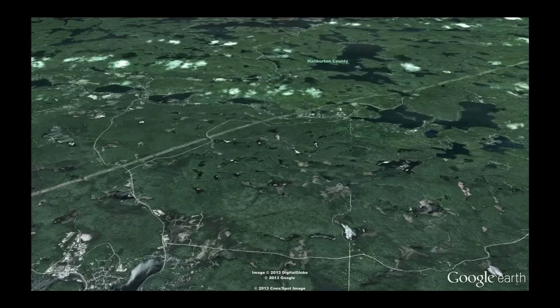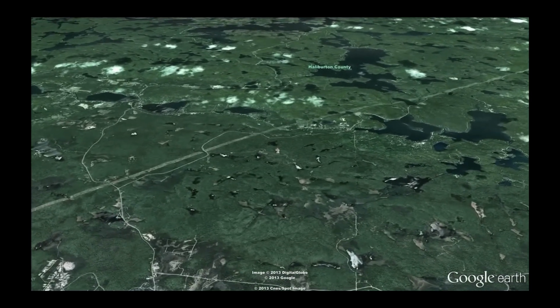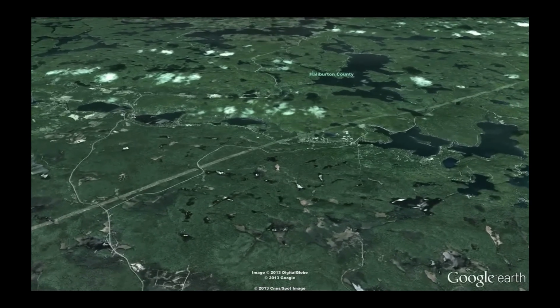In the County of Haliburton right now, I think we've got about 6 or 7 different provincially significant wetlands identified. However, it's important to understand that only 6 or 7 have actually been evaluated. And I think the last estimate in the County of Haliburton, we had about 20,000 wetlands. So a bit of a ways to go.